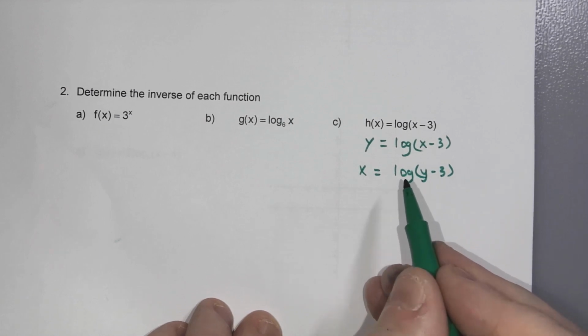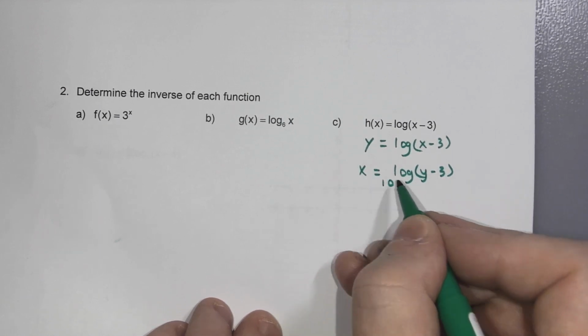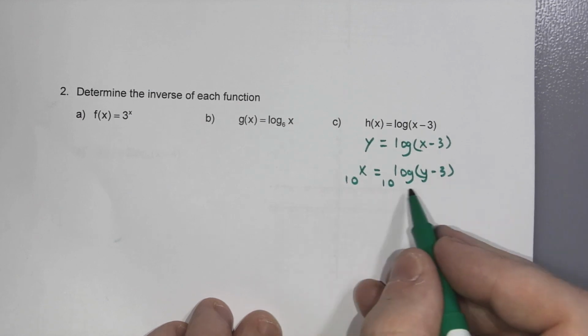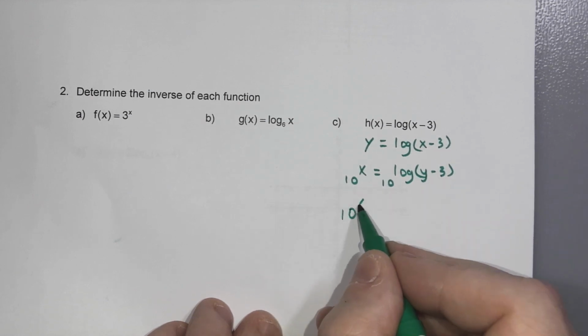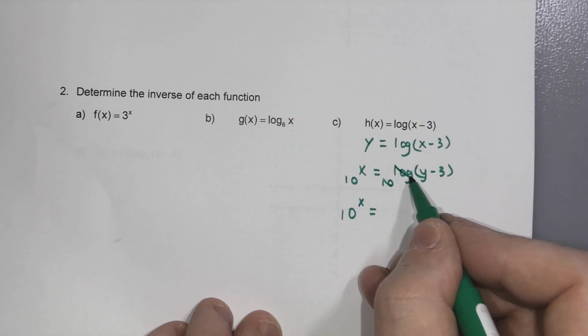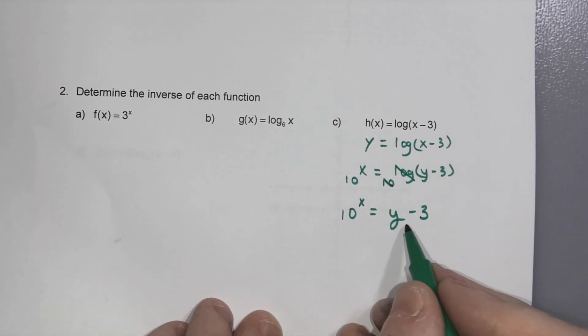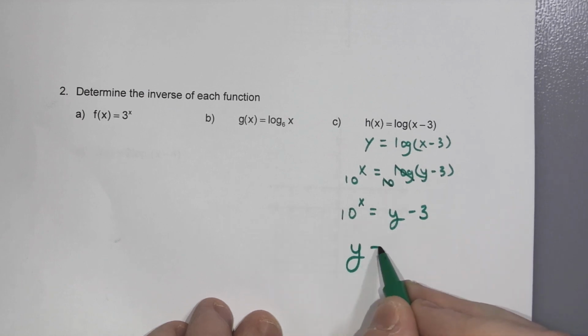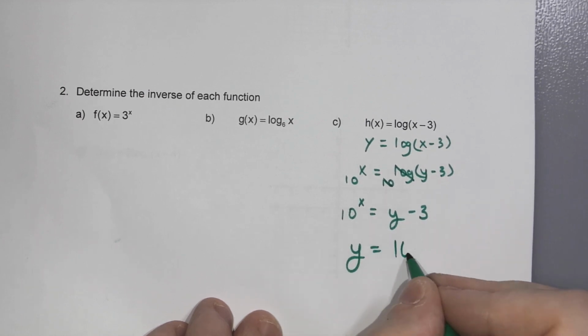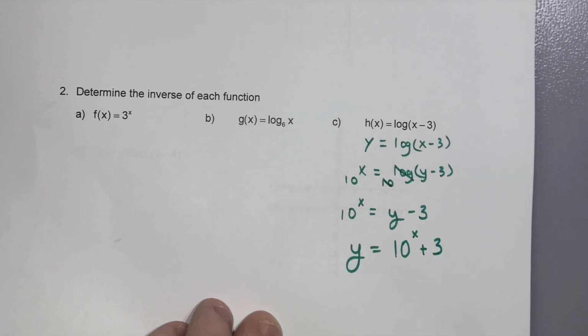Undo the common log. Undo log base 10. So that's raise both sides 10 to the power of. So over here we have 10 to the x. Over here we get some cancellation, which leaves us with y minus 3. So then, adding 3 to both sides would be y equals 10 to the x plus 3.